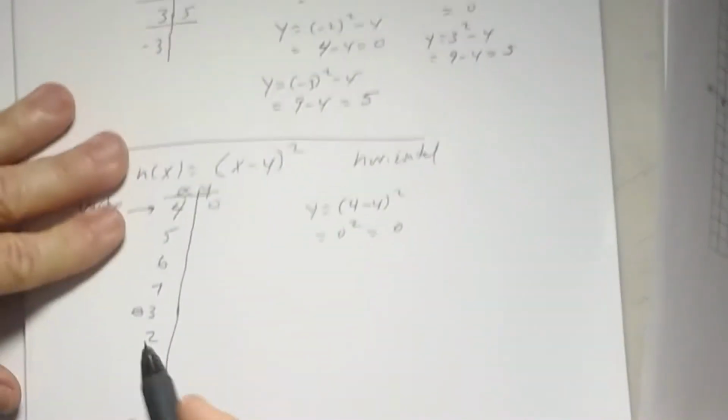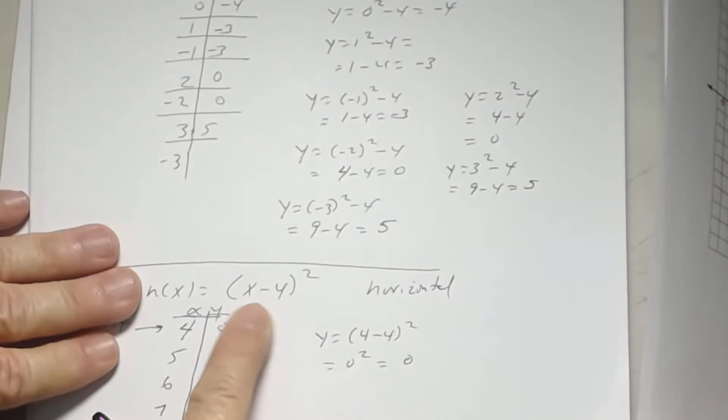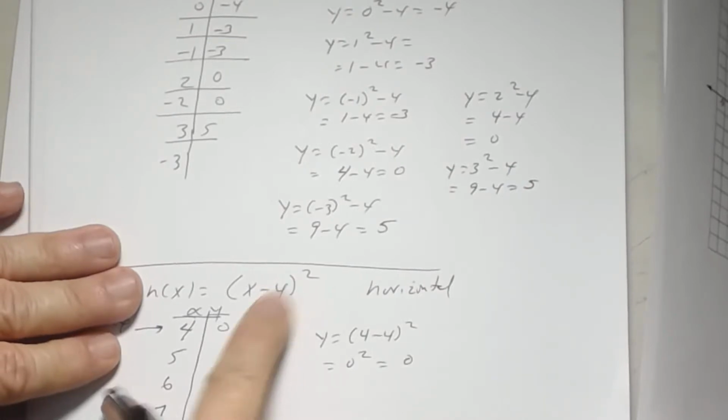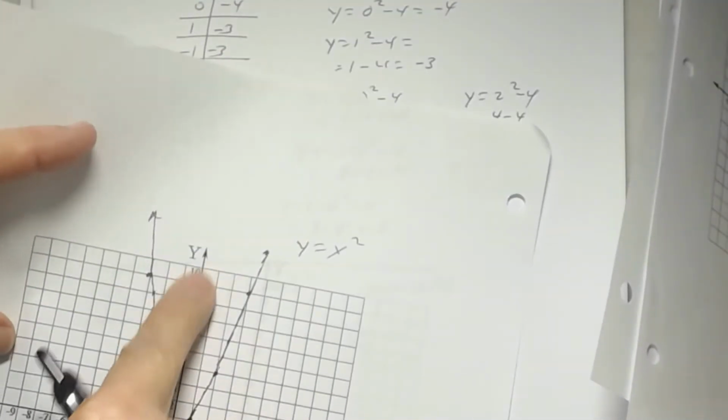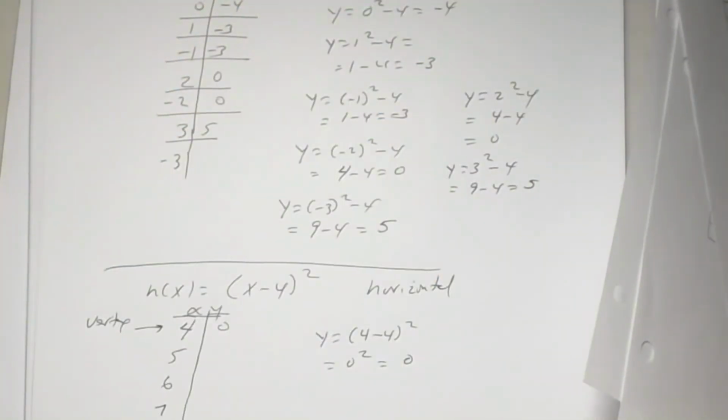Because look, someone said 0. When x is 0, what's 0 minus 4? And what's negative 4 squared? 16. See, there's not enough grid lines here. So that's why I said use increments of 1 on either side.